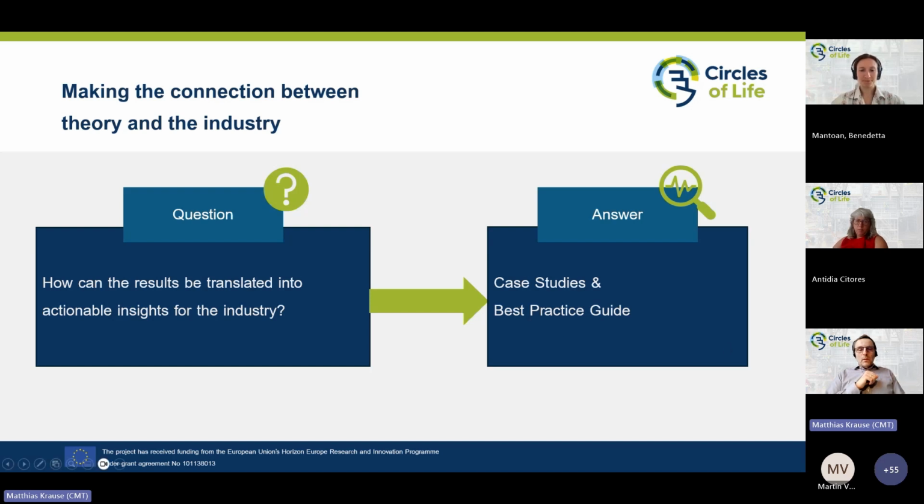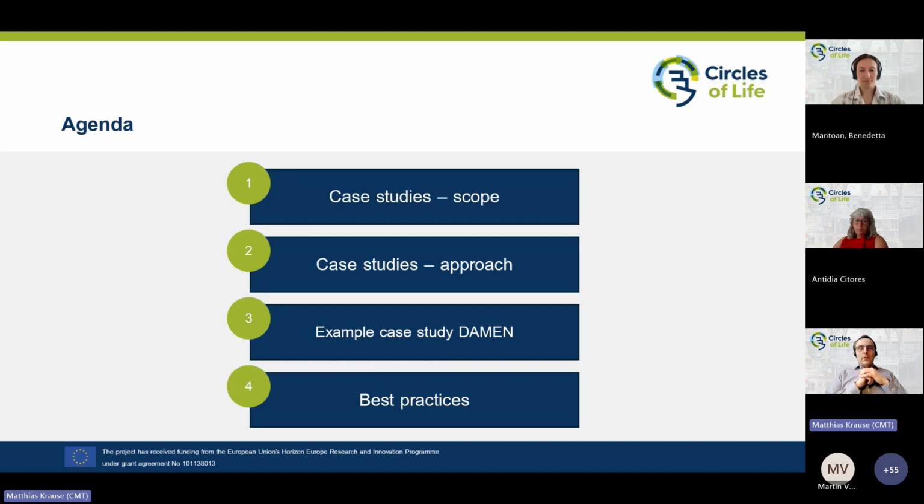So what does it mean? During the next minutes, I'm going to start by explaining what is the scope of these case studies and what is the approach we are going to apply. And thirdly, as an example, we will have the opportunity to dive a little bit deeper into one of the case studies. That is the one which is coordinated by the Damen Group. And finally, I will conclude by explaining how we deal with best practice examples, which we identified during the Circles of Life project.